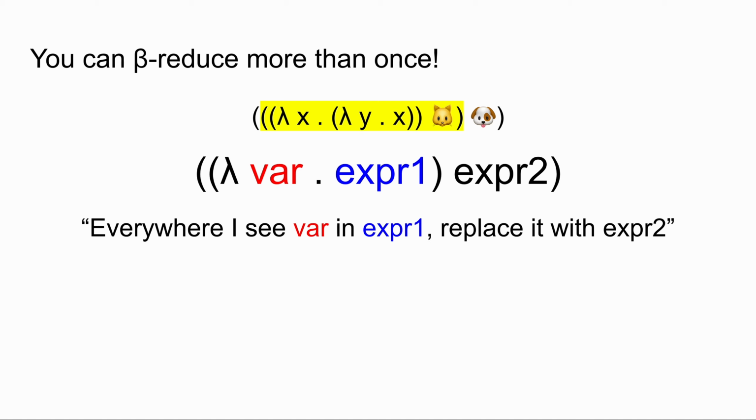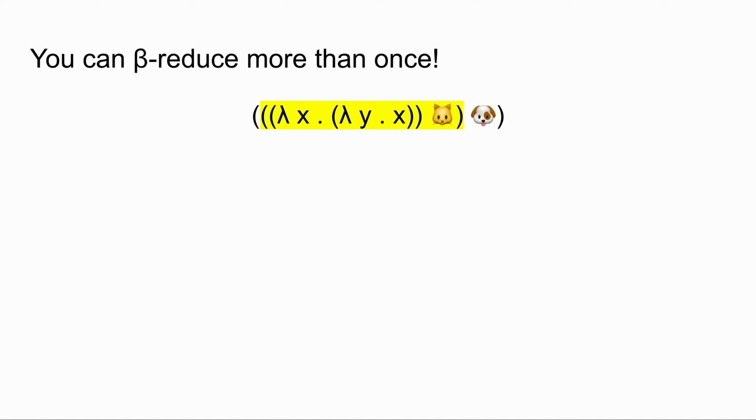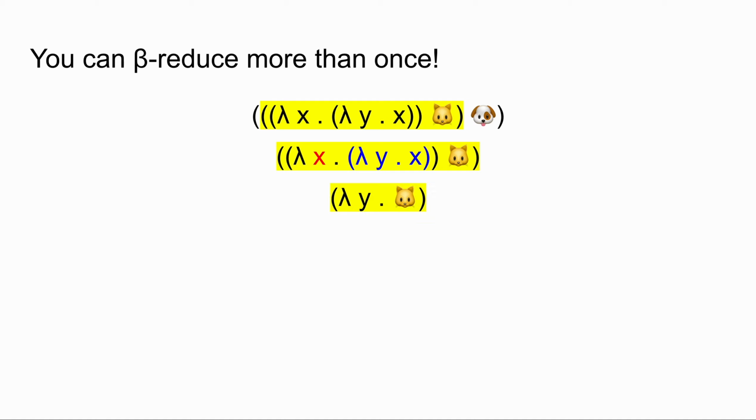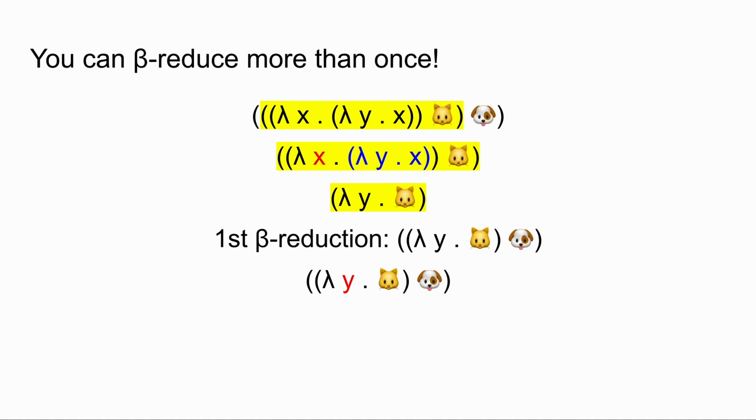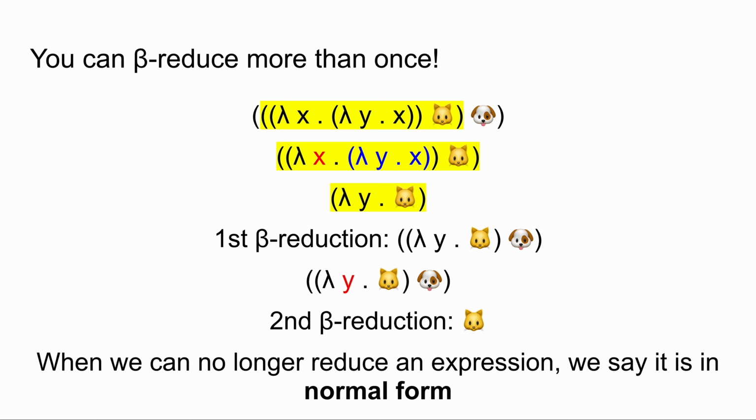Then, we can beta reduce the first sub-expression. Remember, think. Everywhere I see x in lambda y.x, replace it with cat. Then this sub-expression reduces to lambda y.cat. Going back to our full expression, we can see that after one beta reduction, our expression is now lambda y.cat applied to dog. Then we think, everywhere I see y in cat, replace it with dog. Y does not appear in cat, so after two beta reductions, our expression reduces to cat. When we can no longer reduce an expression, we say it is in normal form.